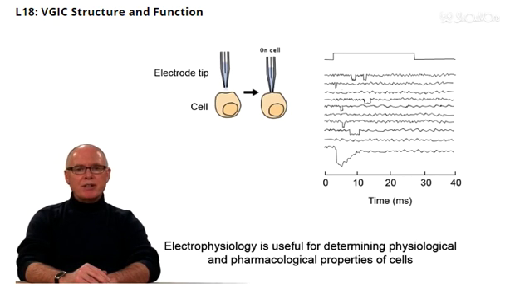Channels open very briefly. Also remember that opening of a channel is a stochastic or random event, so that when the channel is gated or activated, and in this case it's gated or activated by a change in voltage across the membrane, the probability of channel opening increases. And this, in fact, is measured by the electrode within the micropipette.